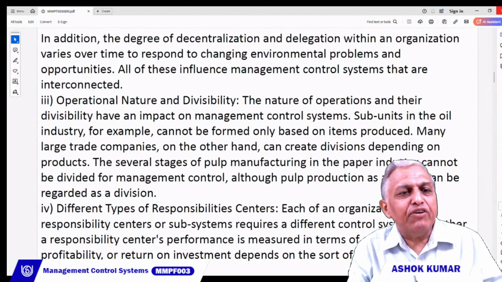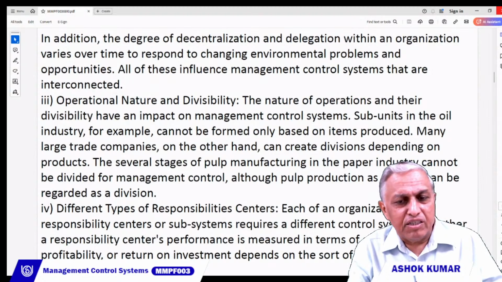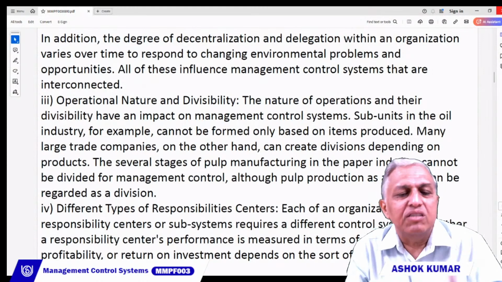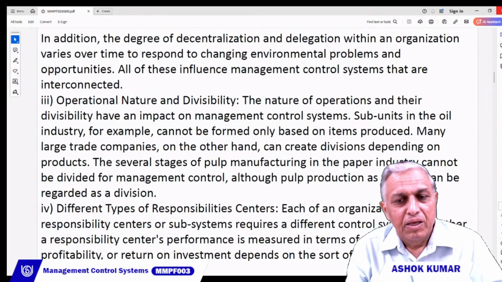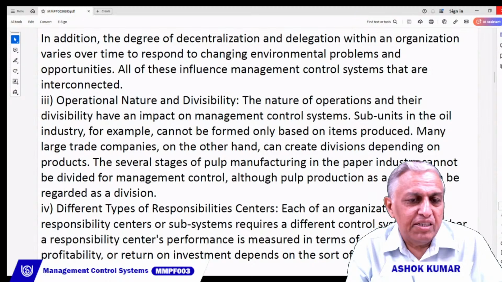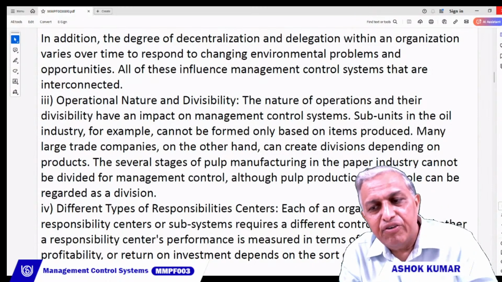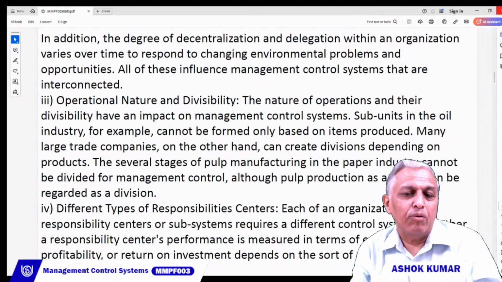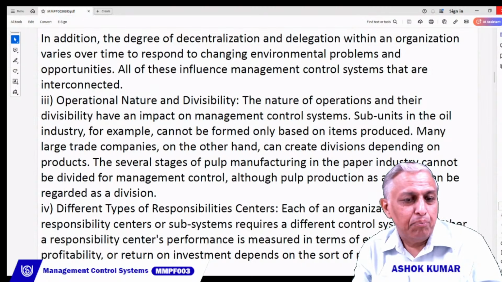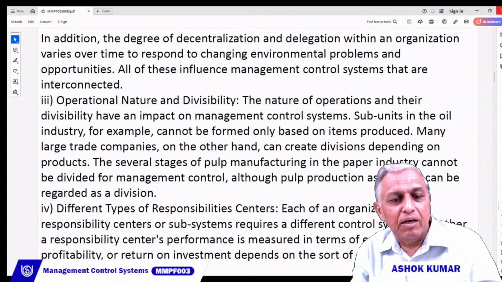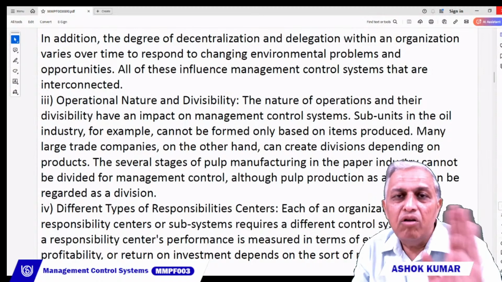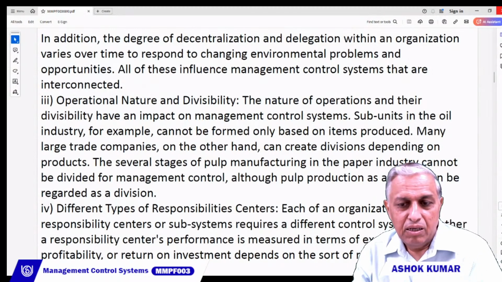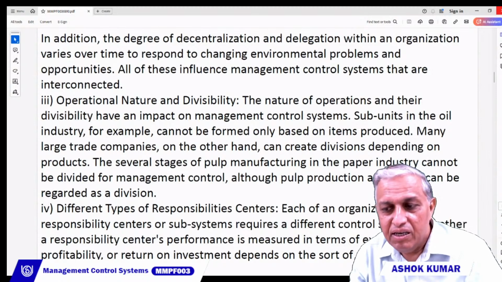Fourth, after knowing the operational nature and divisibility, different types of responsibility center. So responsibility center, what is their responsibility? What are they supposed to do? What are their do's and don'ts? Each of the organization's responsibility centers or subsystems requires a different control mechanism and system. Whether a responsibility center's performance is measured in terms of expenses, profitability, or return on investment always depends on the sort of responsibility center.